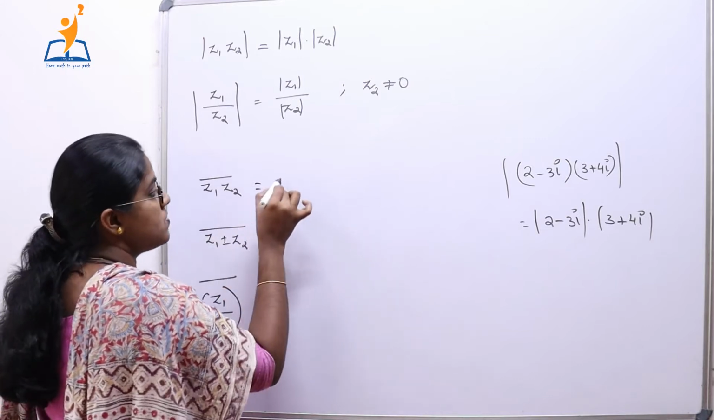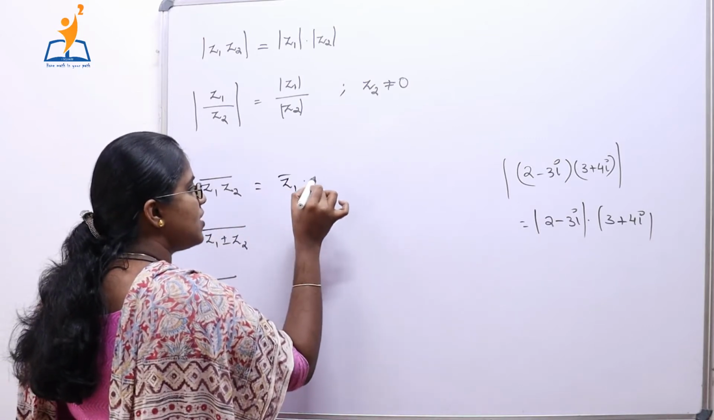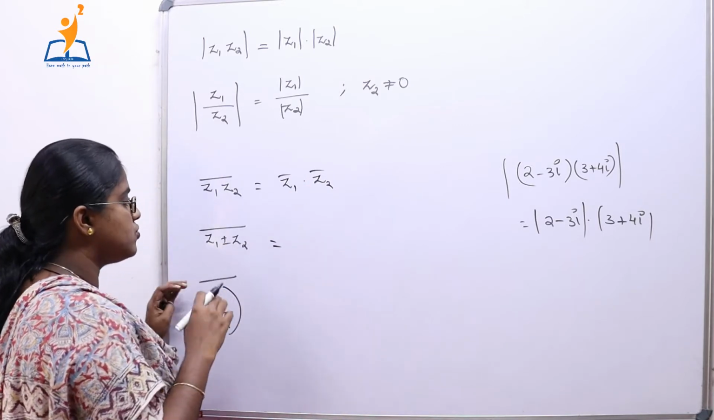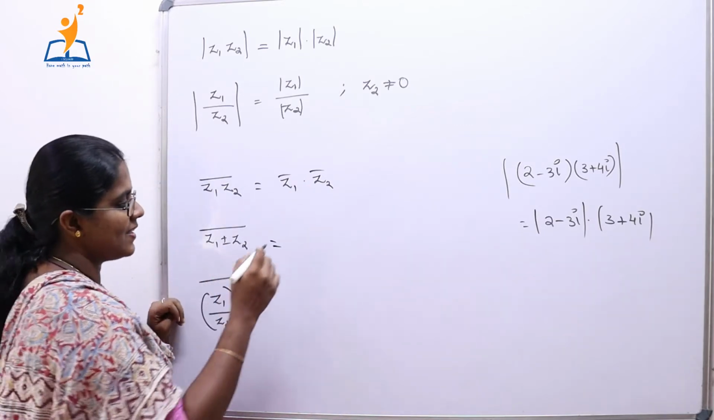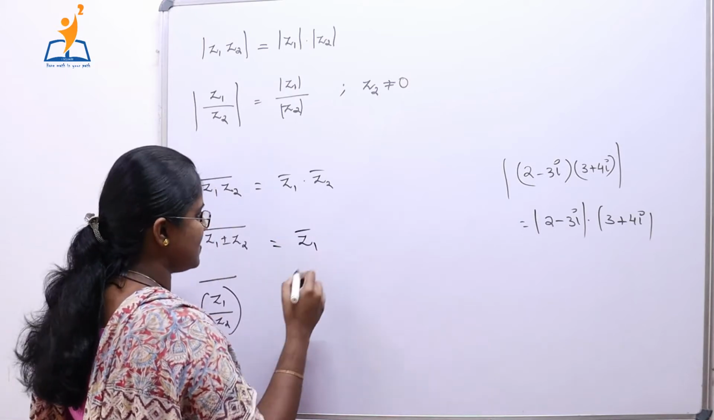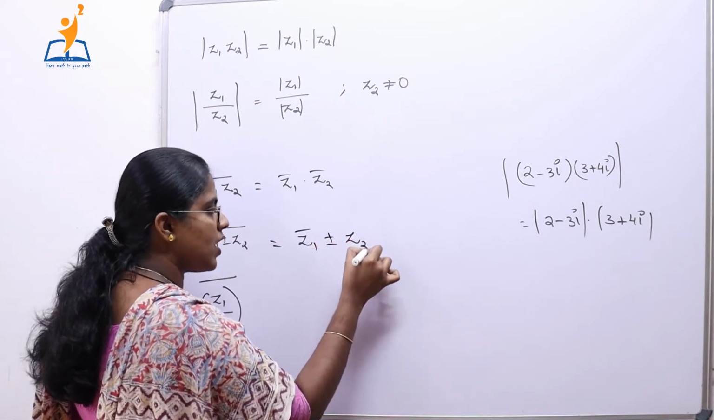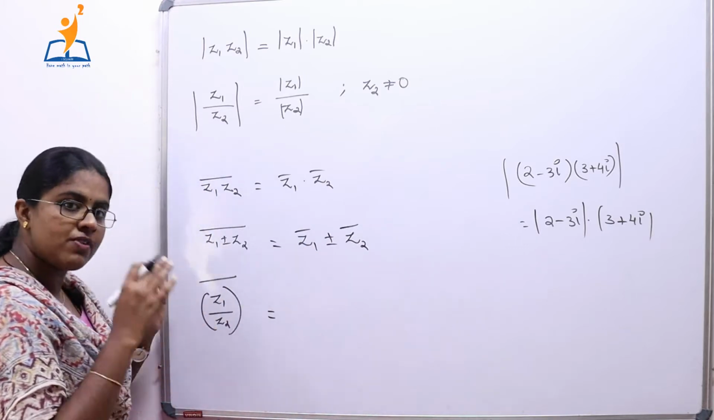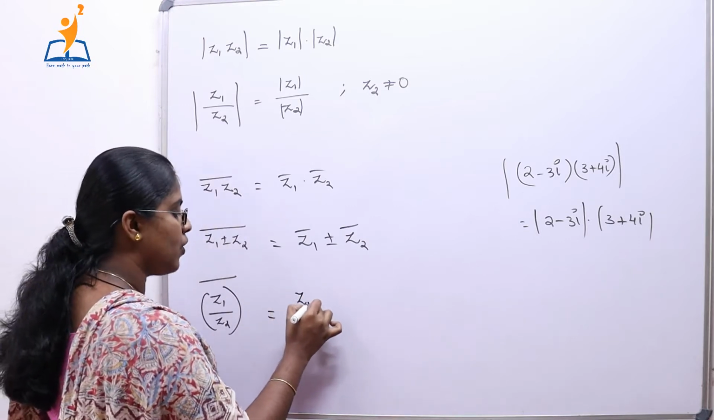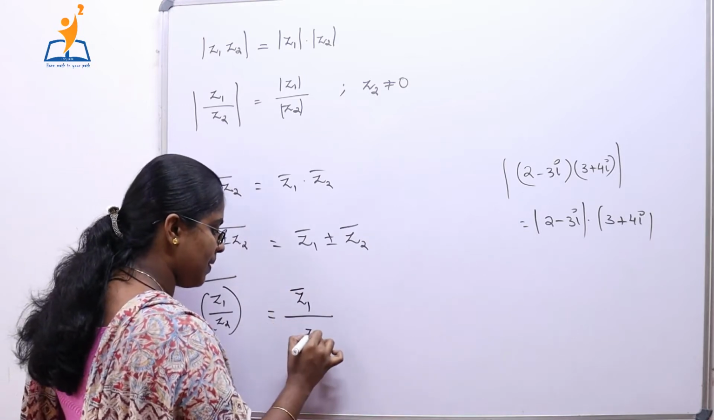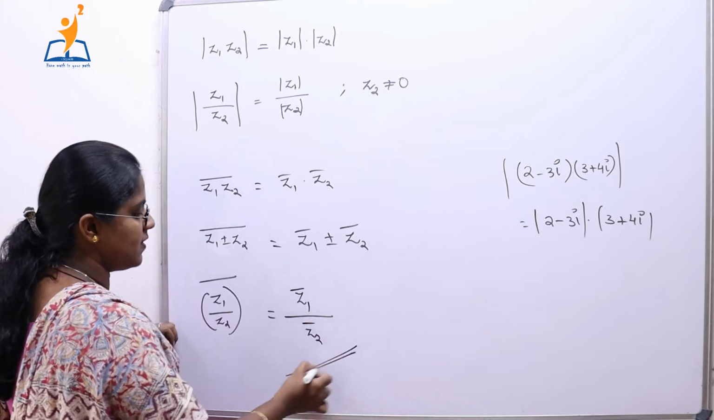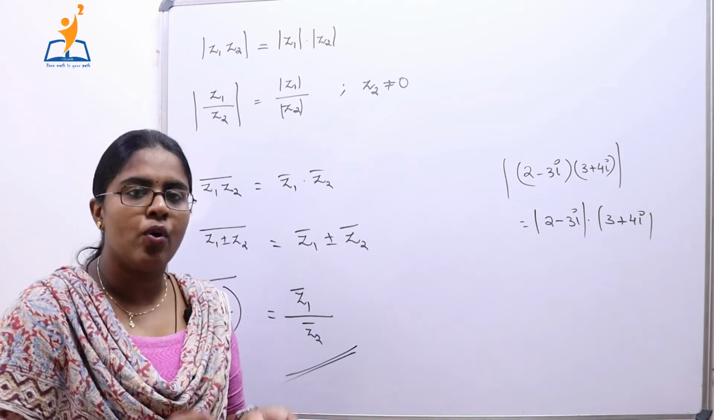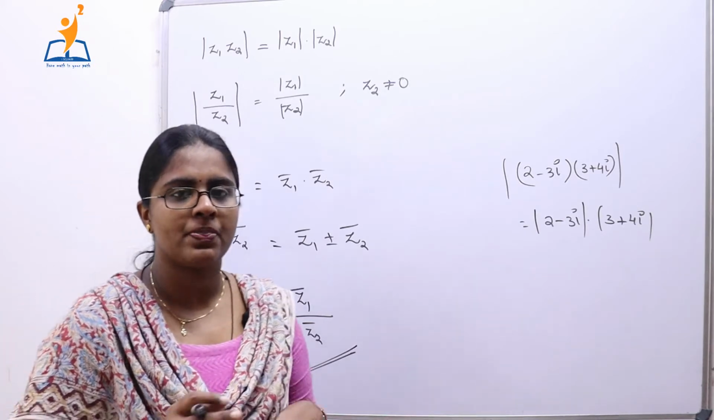Now we have conjugate of z1 into z2. It is simply conjugate of z1 into conjugate of z2, and conjugate of z1 plus or minus z2 is conjugate of z1 plus or minus conjugate of z2, and the final result is conjugate of z1 by z2 is simply conjugate of z1 divided by conjugate of z2. So these are 5 important results regarding the modulus and conjugate of a complex number.